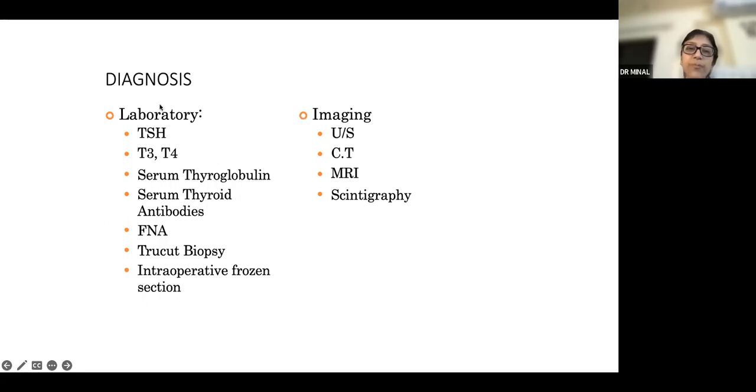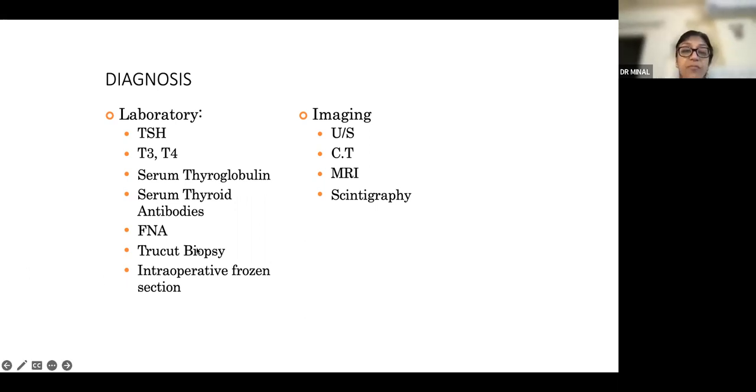On your workup, first of all, whenever a patient is coming to you with any complaint of thyroid, definitely the thyroid profile becomes the primary investigation. So we have TSH and T3, T4. Then we have the serum thyroglobulin. The significance of serum thyroglobulin is not to differentiate between malignant and benign. The significance is only in follow-up. Then the antibodies will again tell us the autoimmune nature of the disease, and more importantly help find out Hashimoto's or Graves.